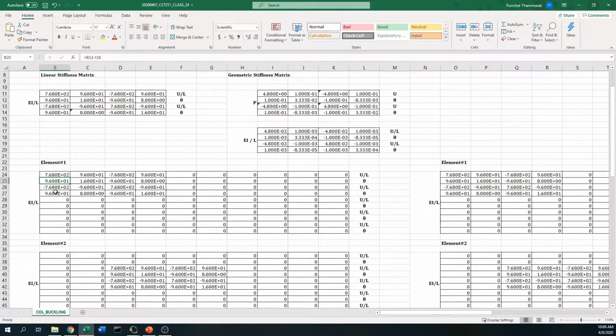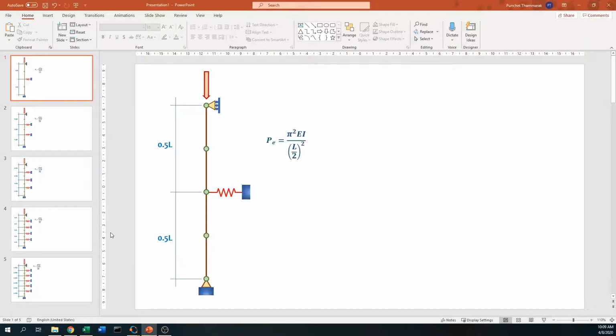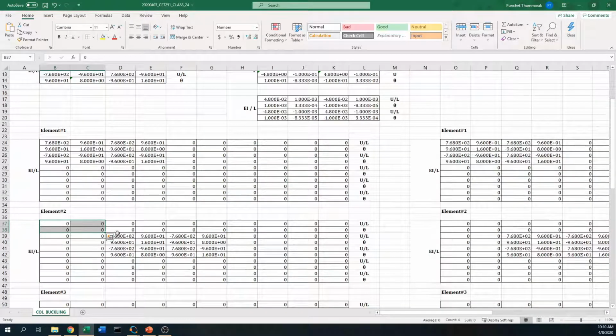So this is element number one, and then element number two. Element number two has nothing to do with the first node, rotation and displacement. So this is element number two. So the DOF here, displacement and rotation here, are not relevant. It has the DOF here and here, here and here. This one is not relevant. This one is not relevant. So you have this band. Okay.